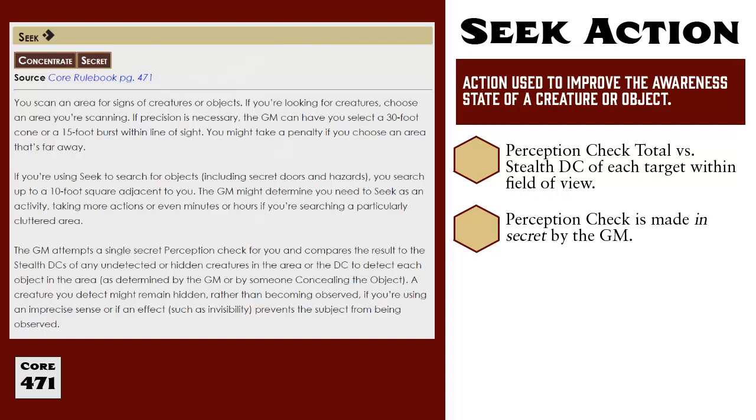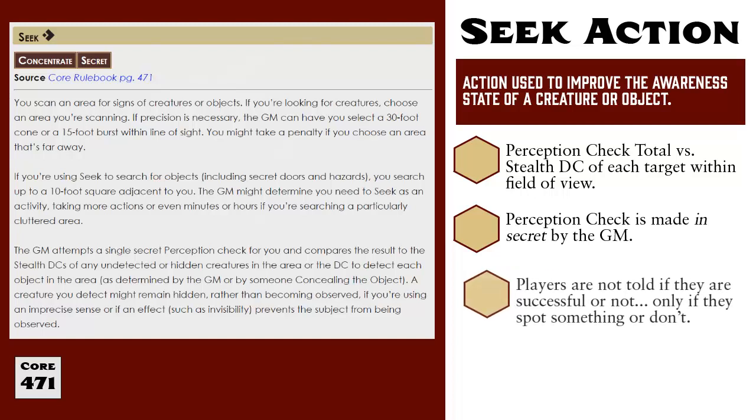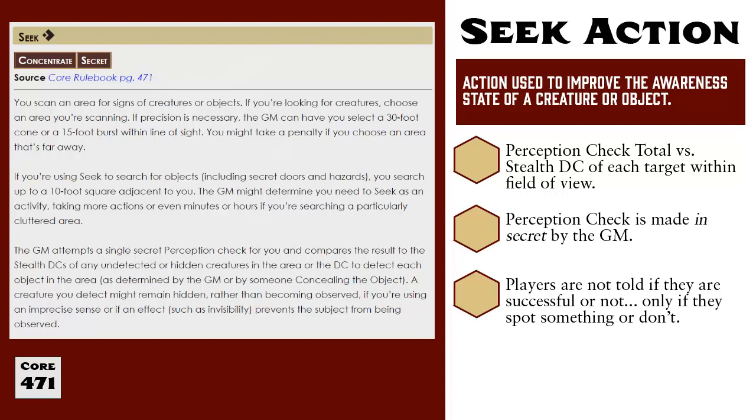But when the GM makes the roll for you in secret, they don't tell you what number was rolled, or if you succeeded or if you failed. They simply tell you if you notice something or not. And a player without knowledge of if they succeeded or failed is going to proceed in a more realistic fashion than a player who knows for certain if their perception check was a massive success or a critical failure.